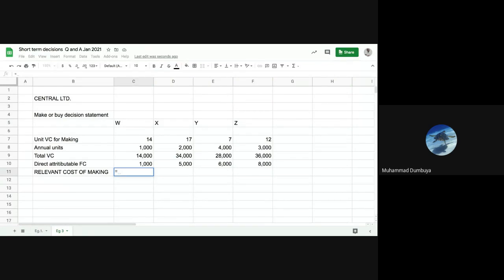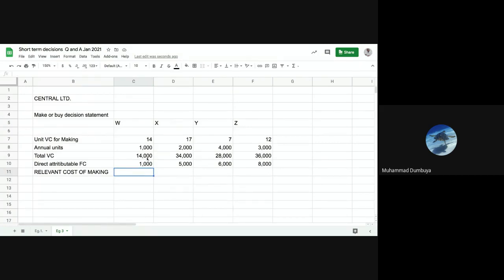C7? C7 is the unit price. Yankuba, C7 is the unit price. It's the unit variable cost. Are we trying to add unit or what?